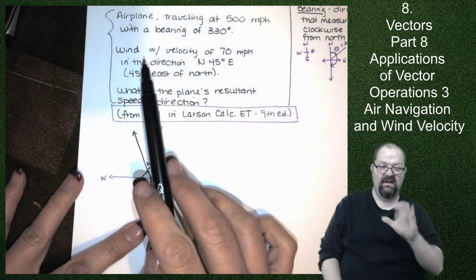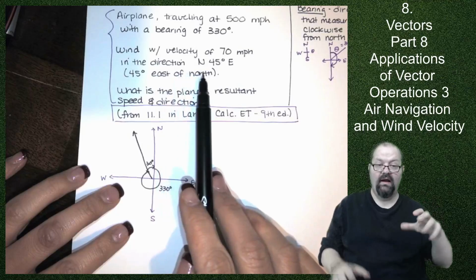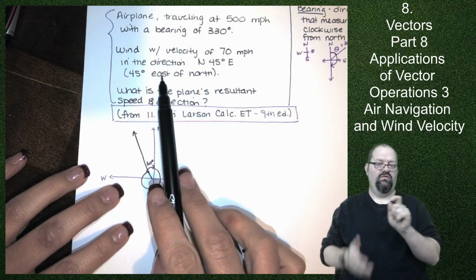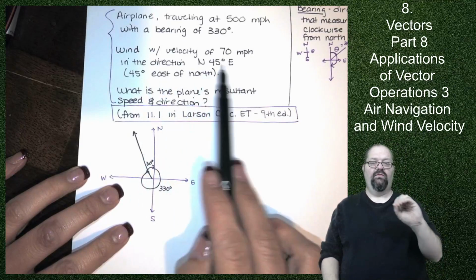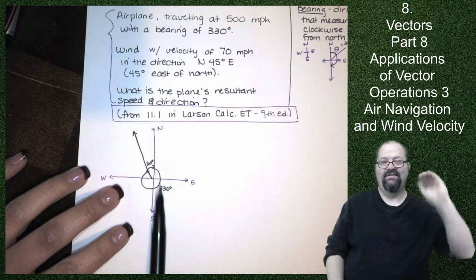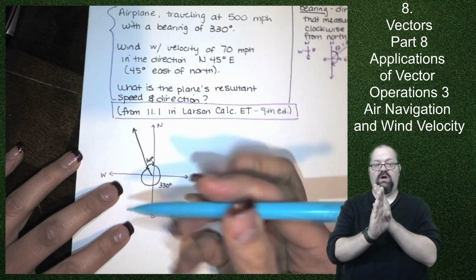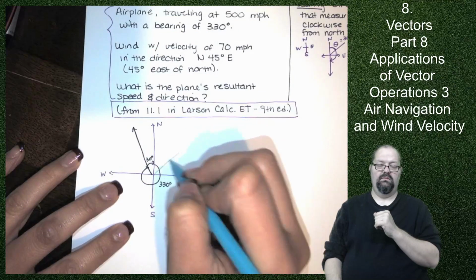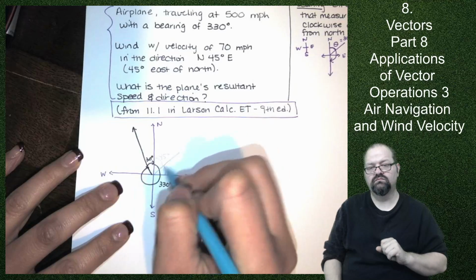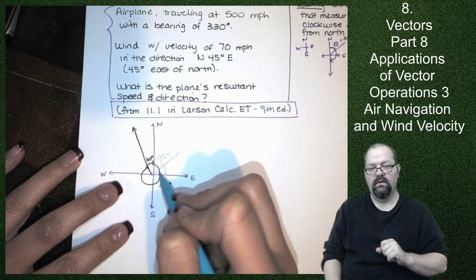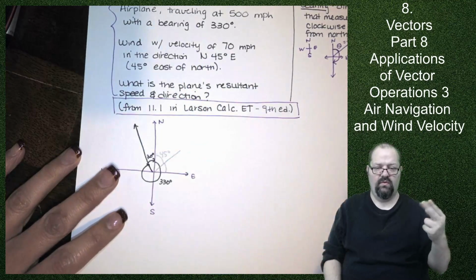Now we're also told that there is wind with a velocity of 70 miles per hour acting in the direction written this way. I'm not exactly sure how you normally say that, but I would say that that's 45 degrees east of north. That's how we interpret this. So here is our north-south line. 45 degrees east of north is like right over here. So I'm going 45 degrees to the east of north. I'm on a line like this. And my velocity from the wind is 70 miles per hour. Now, obviously, this is not to scale.